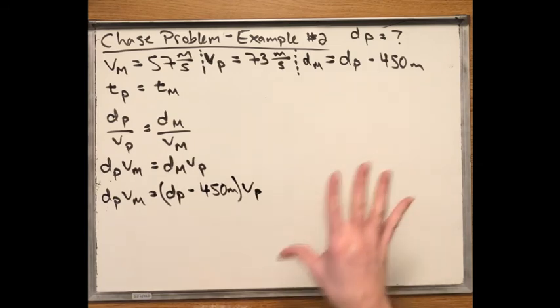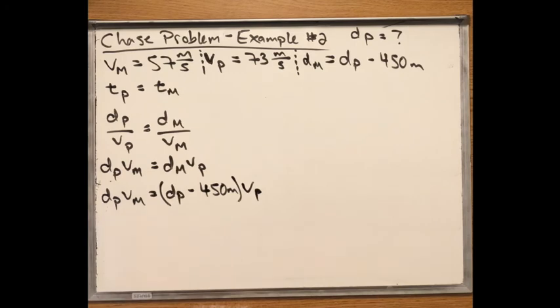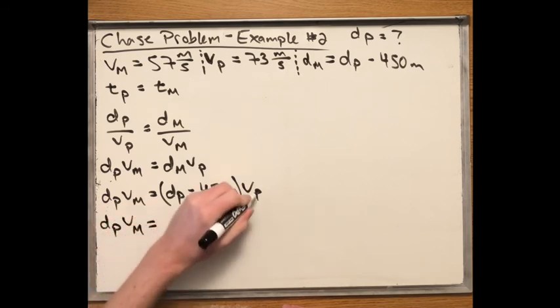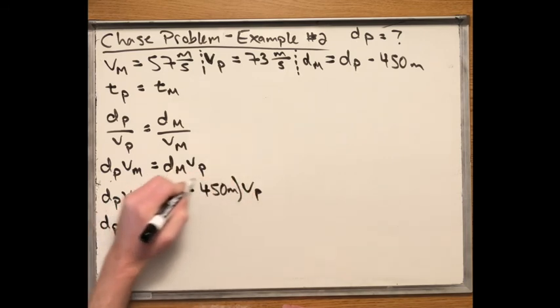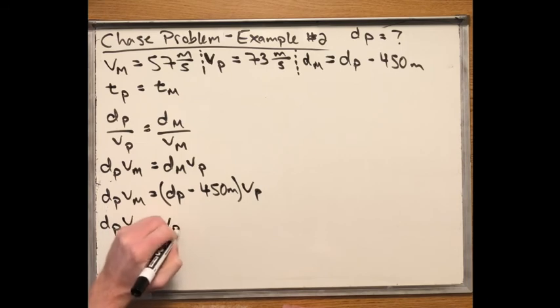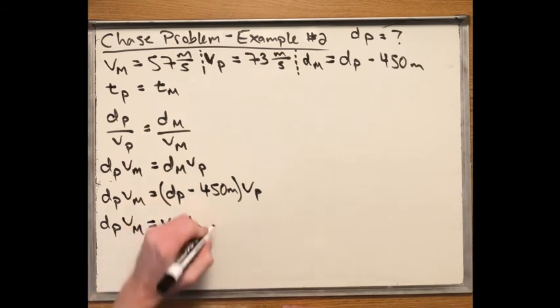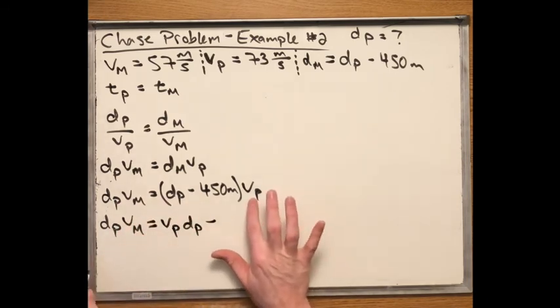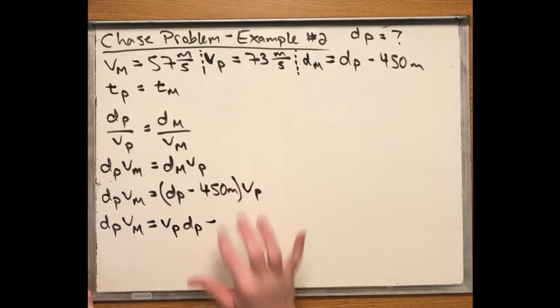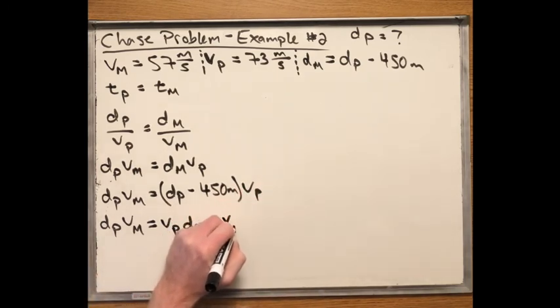What makes this version of a chase problem a little more annoying is that now we have to distribute. And that just gets a little funky. Just be careful. You know how to do this. We have the distance traveled by the police officer times the speed traveled by the motorist. Then when we distribute, we have the speed of the police officer times the distance traveled by the police officer. And then we'll subtract the speed of the police officer times 450 meters.